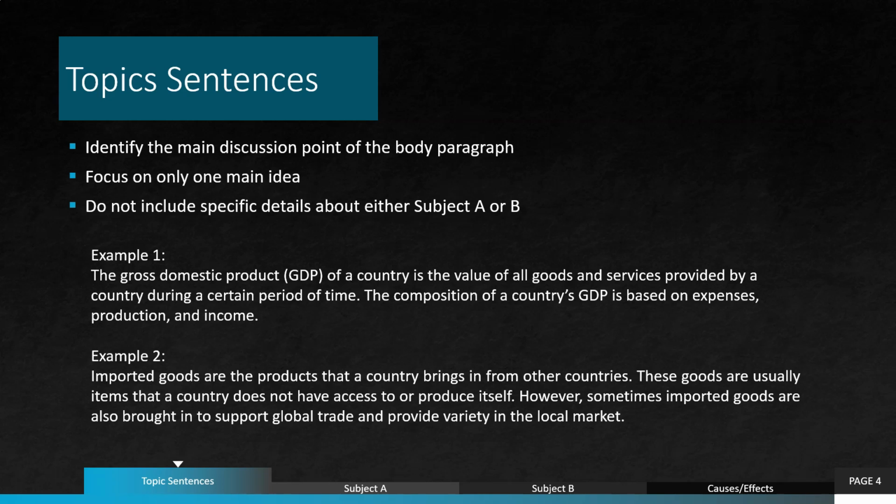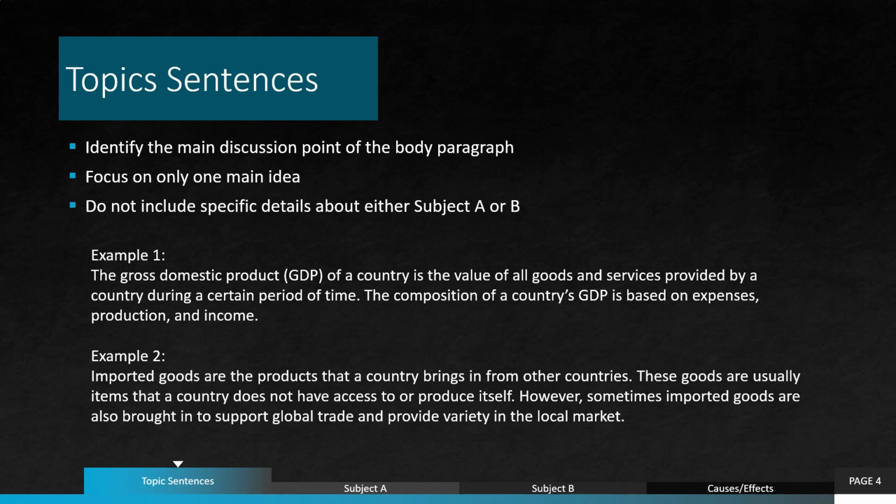Example 1. The gross domestic product, GDP, of a country is the value of all goods and services provided by a country during a certain period of time. The composition of a country's GDP is based on expenses, production, and income. Example 2. Imported goods are the products that a country brings in from other countries. These goods are usually items that a country does not have access to or produce itself. However, sometimes imported goods are also brought in to support global trade and provide variety in the local market.